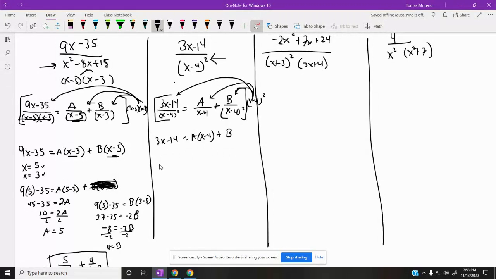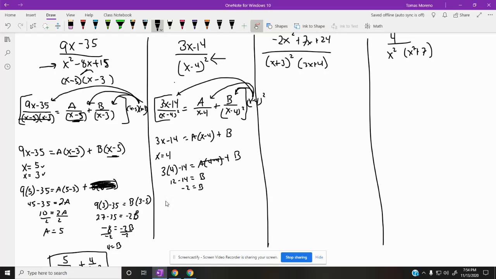So now we want to solve this for 0, and we get x equals 4, right? So we plug in 4. So we're going to get 3 times 4 minus 14 equals 4 minus 4, and that gives us the b. This is going to cancel. This is 12 minus 14 equals b, and this equals -2. So now we know what our b is, right?